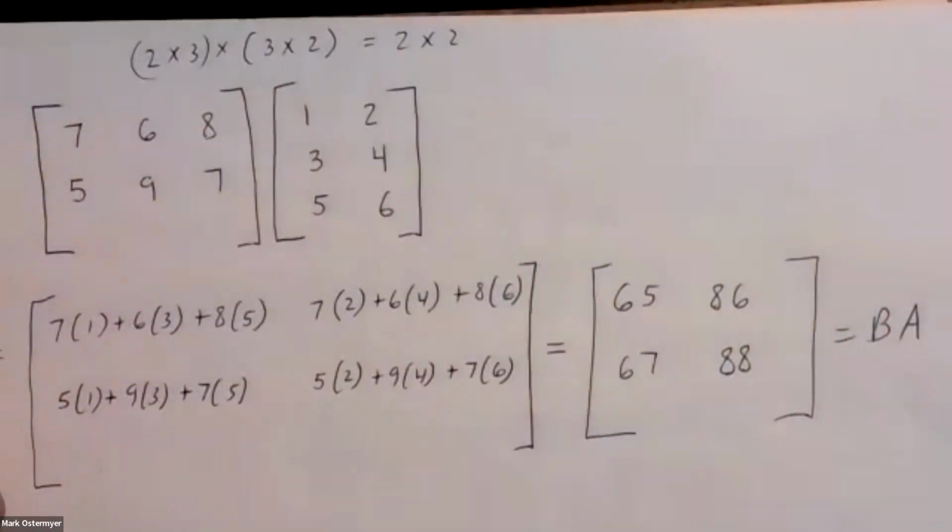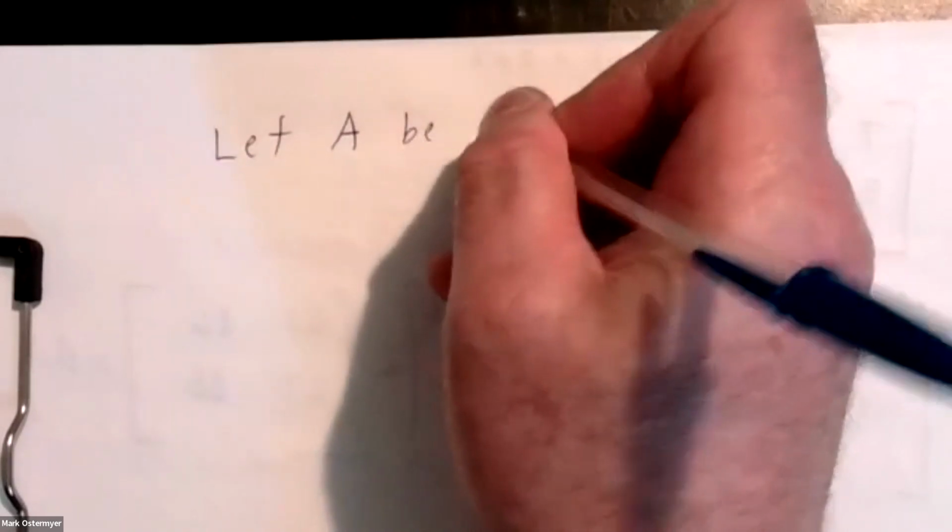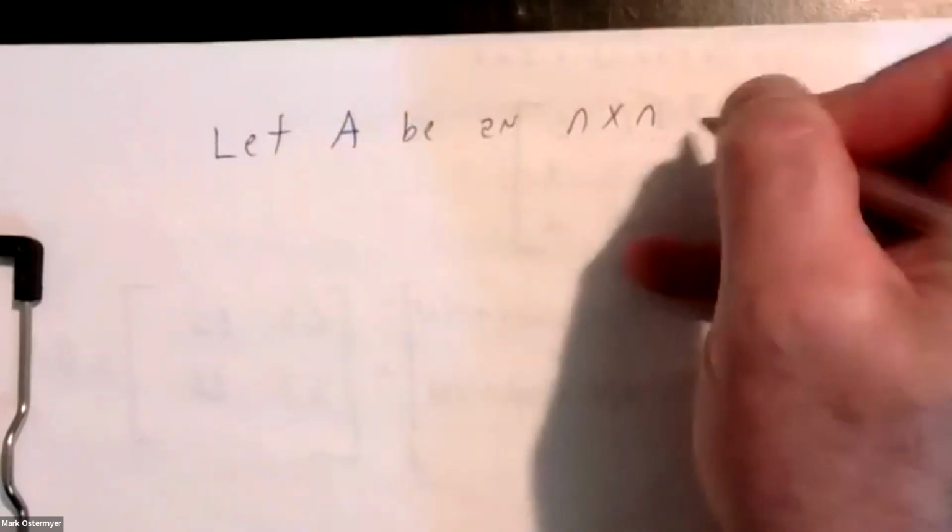Okay, why am I showing you this identity matrix here for a square matrix? Well, this is why. Suppose that we have a matrix A, which is an n by n matrix.